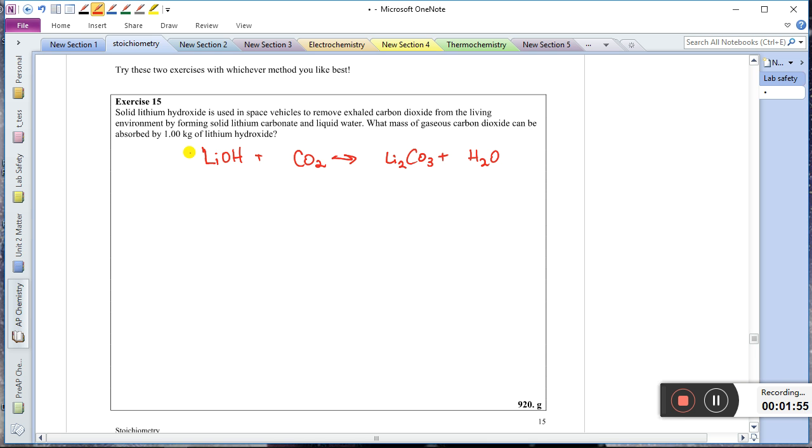We need 2 lithiums. Reasonable plan. Is there anything else? No. That balances us. Alright, so then what information does it give us? 1 kilogram of lithium hydroxide. Do we really want to do stoichiometry in kilograms? No. How many grams are in a kilogram? 1,000. So we have 1,000 grams of LiOH.